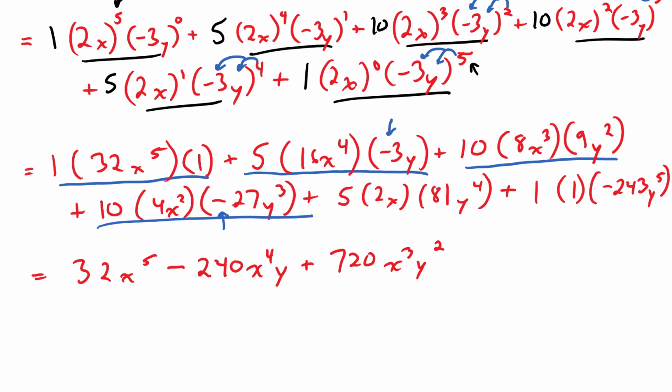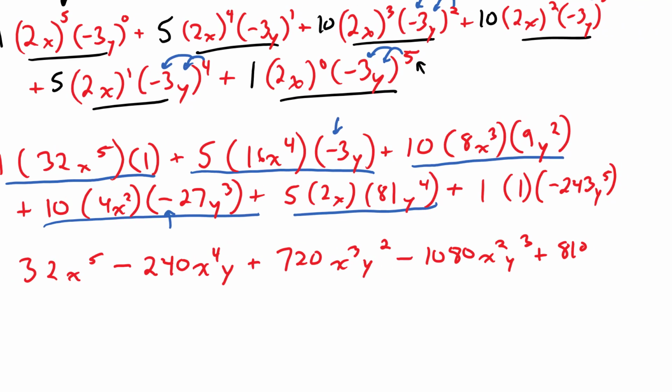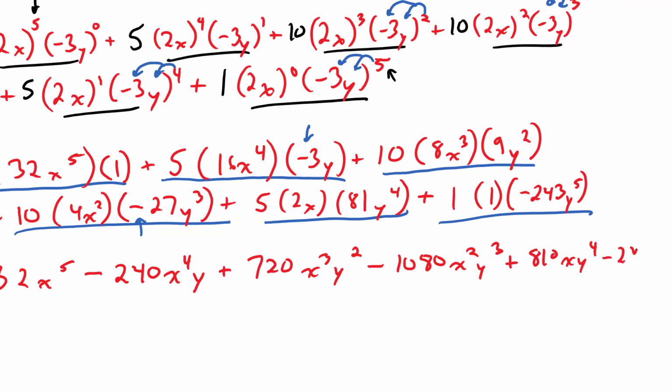Let's combine these values together here. Notice the negative sign right here. Put the negative sign in there. 4 times 27 is 108 times 10 is 1080. X squared, y cubed. Combining these together, we're going to get a positive value here. 5 times 2 is 10. 10 times 81 is 810. Lastly here, work this out. Just going to be minus 243 y to the 5.